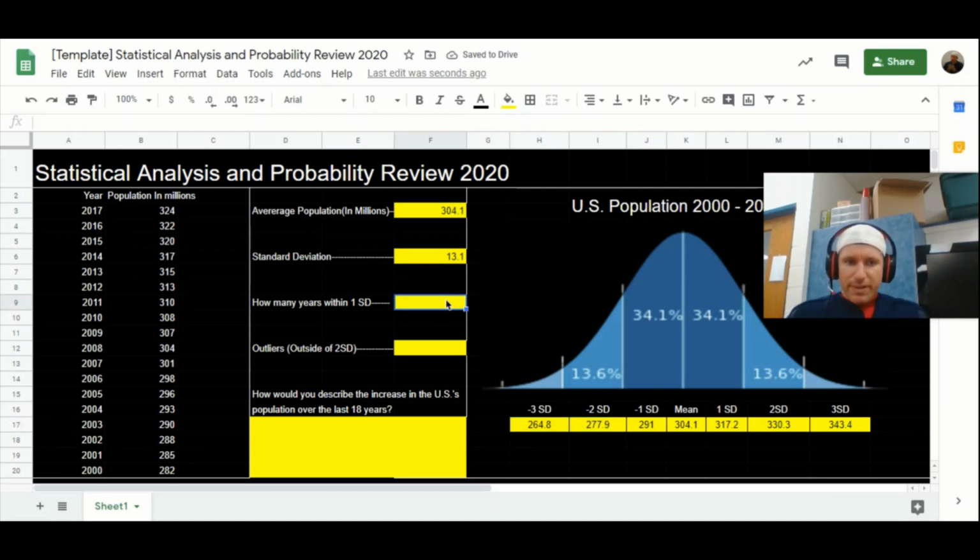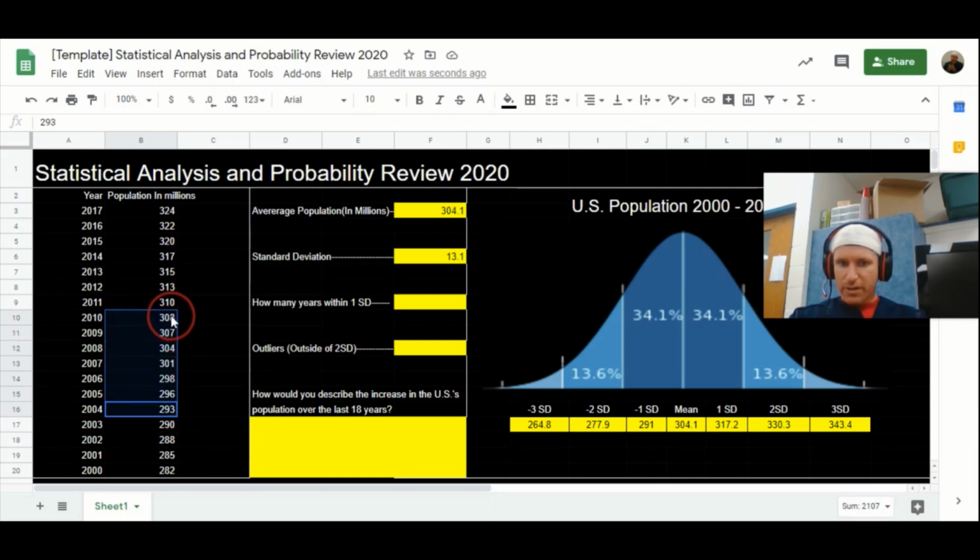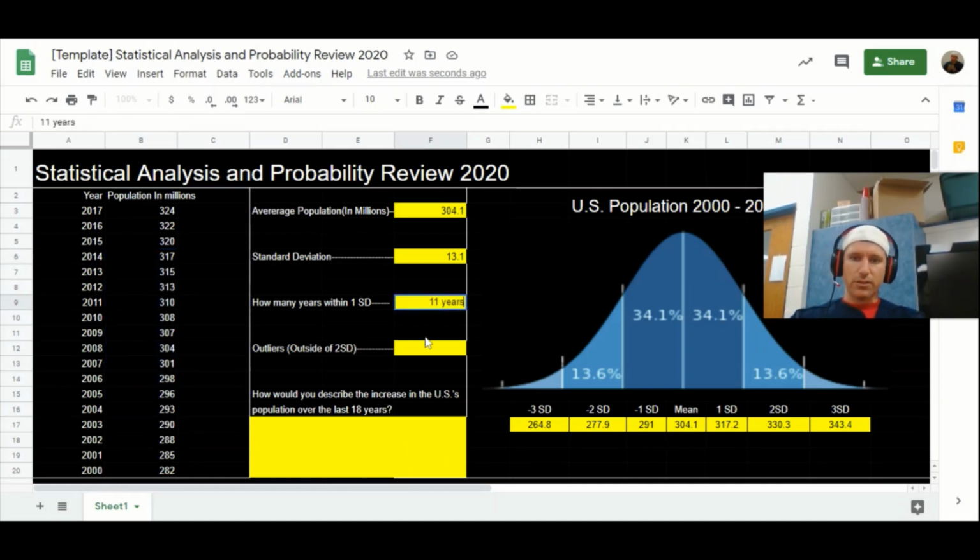How many years are within one standard deviation of the mean? Okay, so between 291 and 317.2. So we'll start here. 1, 2, 3, 4, 5, 6, 7, 8, 9, 10, 11. We'll count the 317 because 317.2. So there are 11 years where that is true. Is there anybody outside of 2?